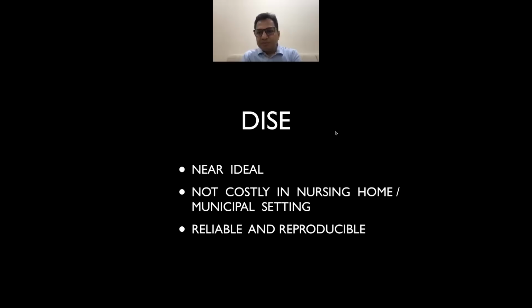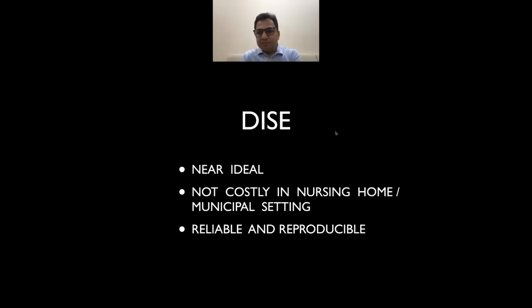So I do sleep endoscopy in a separate setting, and in my own setup, it's obviously not very costly. In a municipal setting, it is also not very costly. It is reliable and reproducible. Why reliable? Because you are doing it under BIS monitoring.